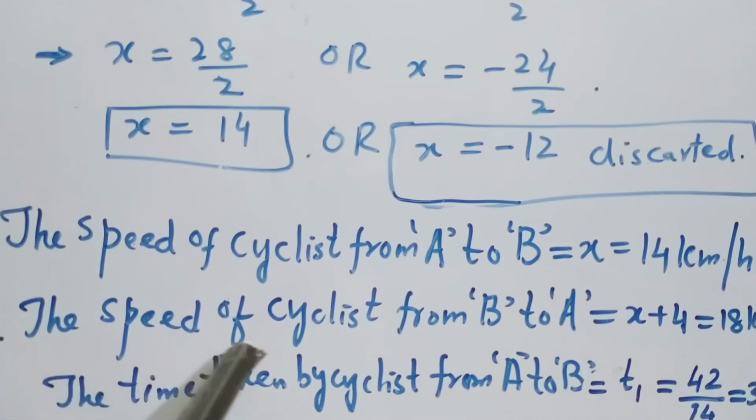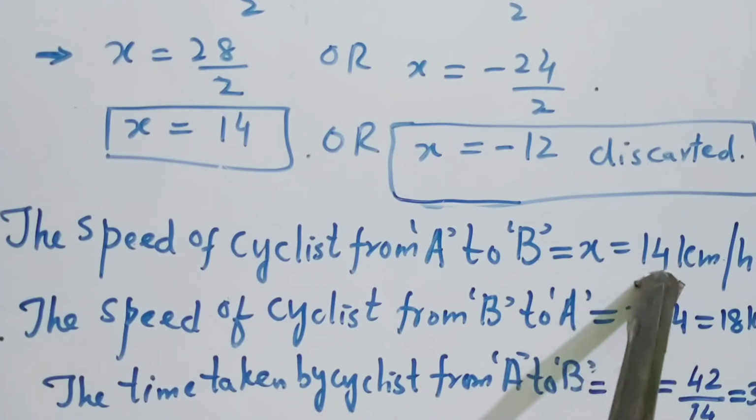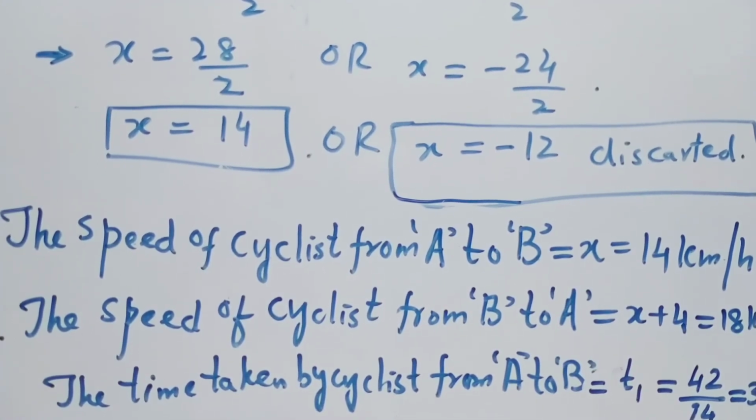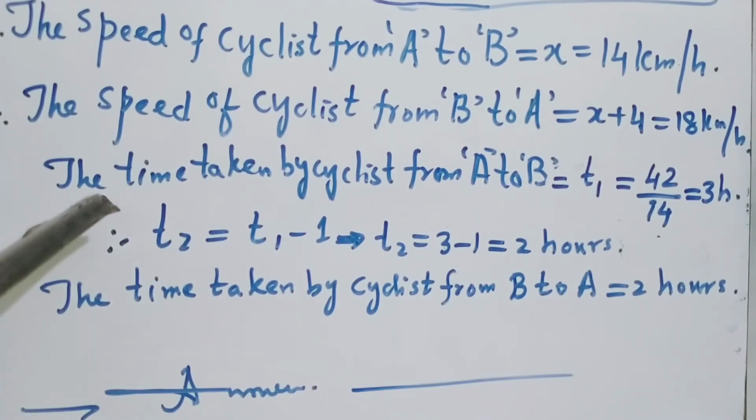And the speed of the second cyclist, who is moving from B to A, is equal to x plus 4, and 14 plus 4 is equal to 18 km per hour. So these are the two speeds. Now for the time, let's see in the next step what we can do over here.